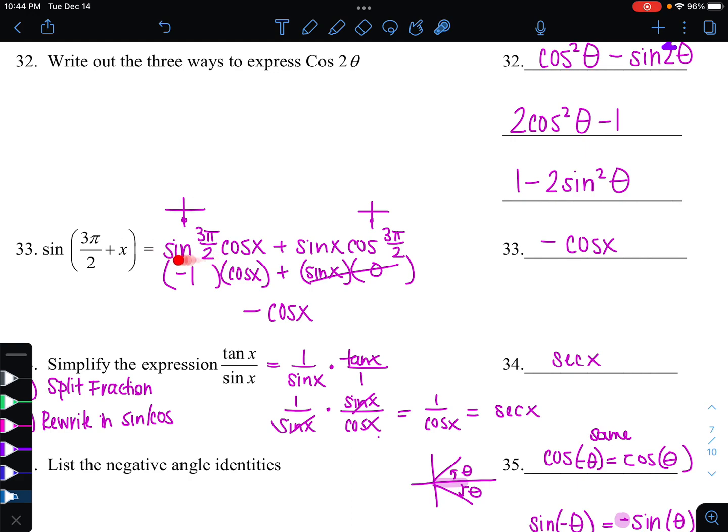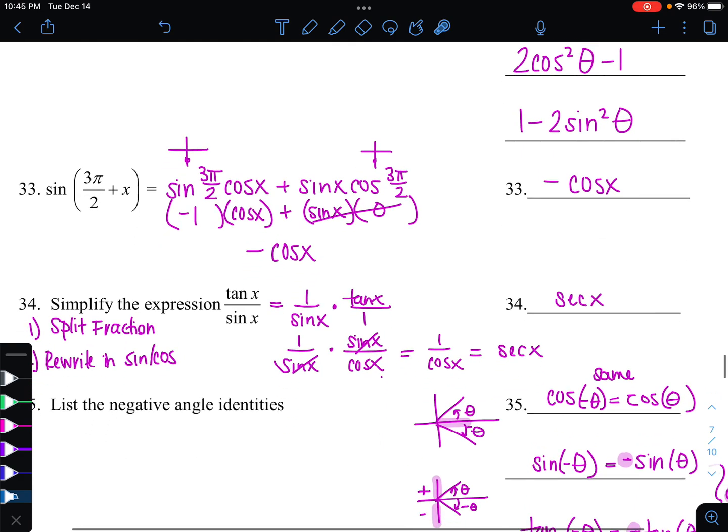Now, sine of 3 pi over 2, when you evaluate this, you get -1. Don't write sine again, right? We're not doing sine of -1. It's sine of 3 pi over 2. What is the y value at 3 pi over 2? It's -1. Now, x, we can't evaluate, so that stays as cosine of x. And then we can keep going. Since this expression equals 0, this whole product cancels out, and we just get negative cosine of x.